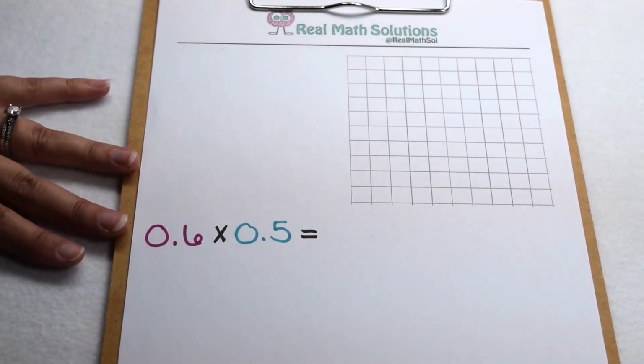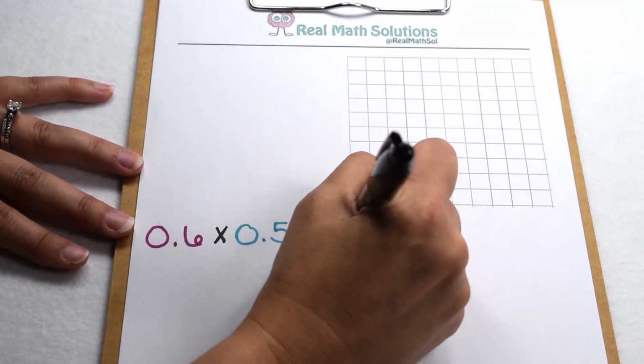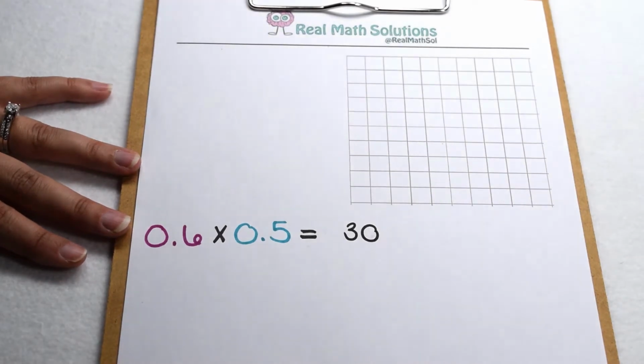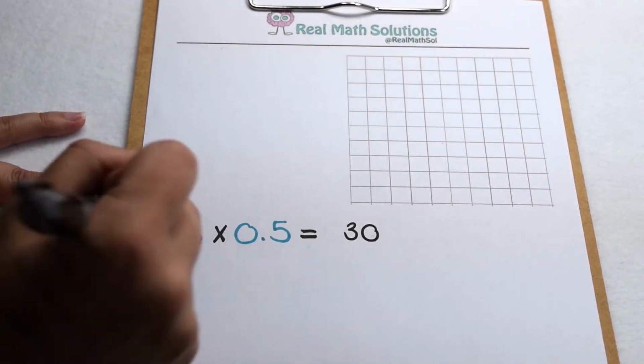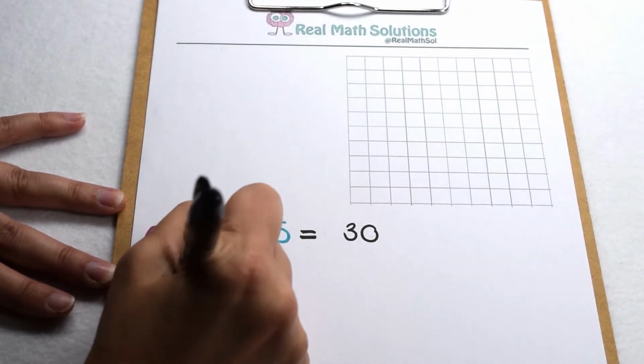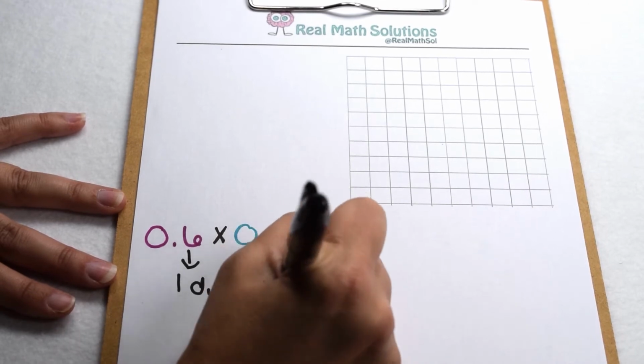Well, like we saw with our fractions, we need to go ahead and multiply our values together. So 6 times 5 gives me 30. Now we have to figure out what our place value is going to be. So we have to look at how many total decimal places we have. 6 tenths is represented by 1 decimal place. And same thing here, 5 tenths is represented by 1 decimal place.